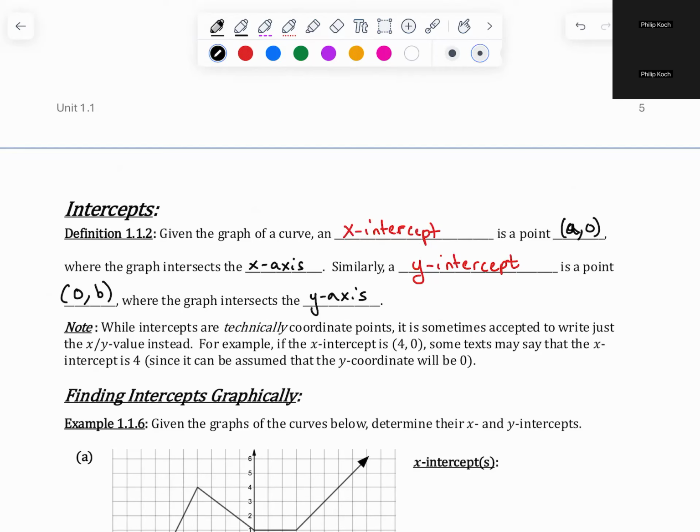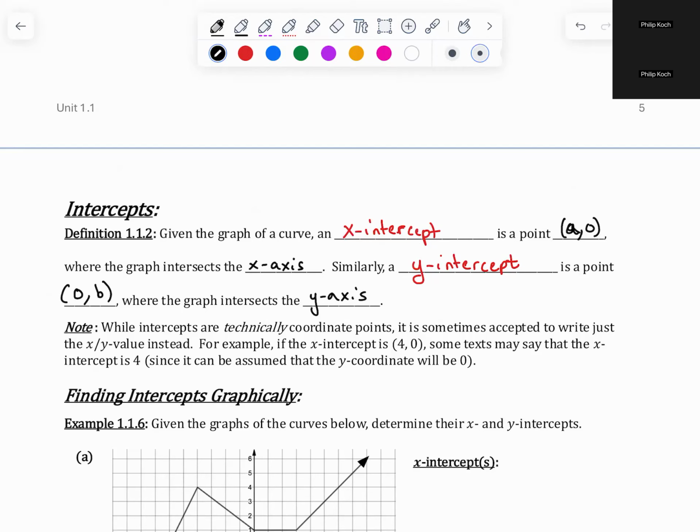But this is the gray area. In ALEKS, they'll probably make you just write the value. So if the answer is that the x-intercept is (4, 0), they probably will just make you write 4. It's not technically correct, but it's correct enough. If you accidentally write it as a coordinate point and it marks it as incorrect, please email me and I will give you full credit back. That's a confusing thing. I like to write them as coordinate points, but ALEKS and a couple other programs would like you to write just the x value or the y value.